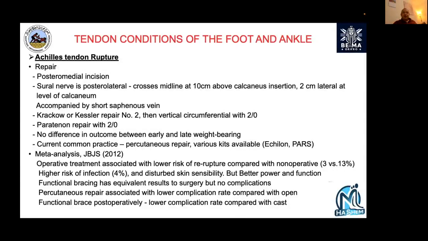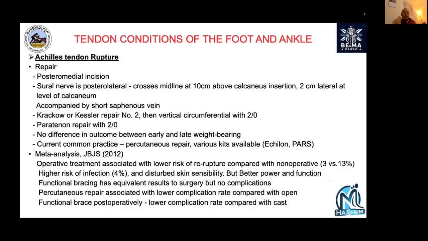If you decide for operative, so this is the protocol for non-operative. If you decide for operative, your incision has to be just posteromedial. Avoid a direct posterior incision over the Achilles because the risk of wound problems is very, very high. Go posteromedial. Be careful about the sural nerve. Remember that the sural nerve goes from posterolateral and crosses the midline about 10 centimeters above the calcaneum. Then it goes about 2 centimeters lateral to the calcaneum at the insertion of the Achilles.